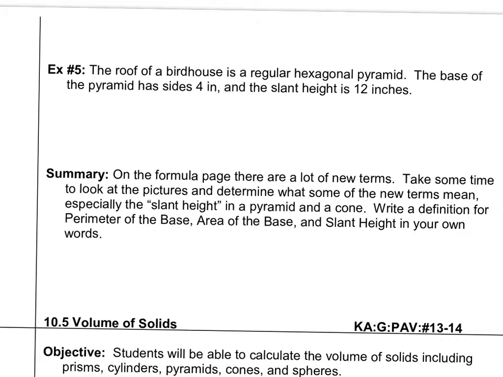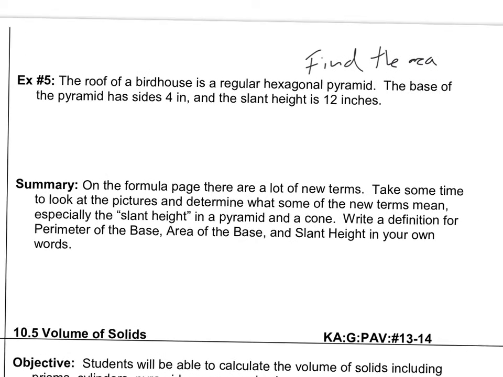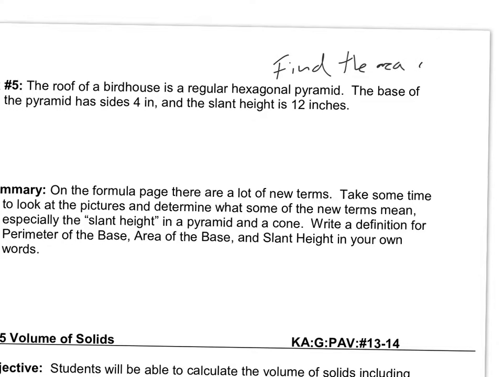It says, the roof of a birdhouse is a regular hexagonal pyramid. The base of the pyramid has sides of 4 inches and a slant height is 12 inches. They don't tell us what to do here, so I'm going to say you're going to find the area of the sides. I forgot to type it in. Alright, so we find the area of just the sides.